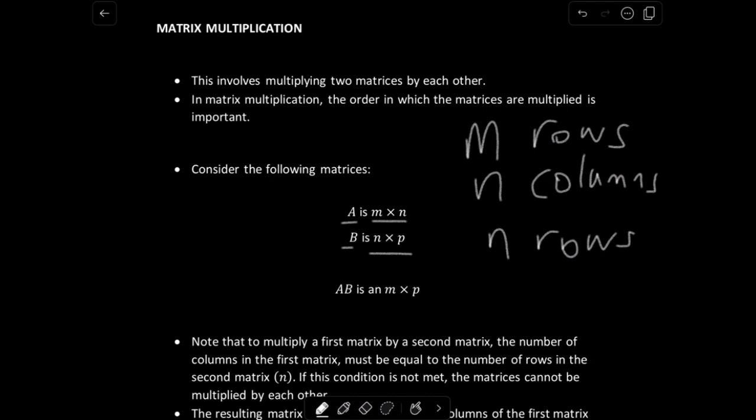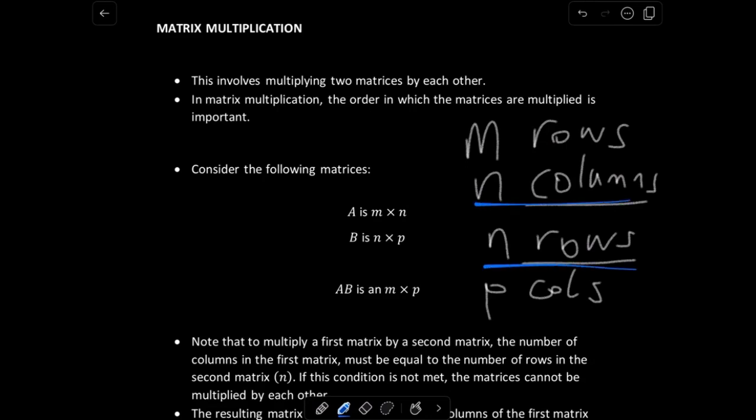Notice how B, the number of rows it has, matches the number of columns that A has. And B has P columns. I'm just going to write cols for short. There we go. So notice this: this number of columns and this number of rows in the second matrix have to match. AB is an M by P matrix. And I'm going to explain how this works just now, how to remember the dimensions of the resulting matrix and what needs to match. I'll give you a trick.